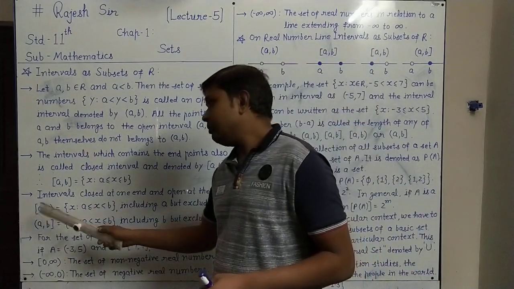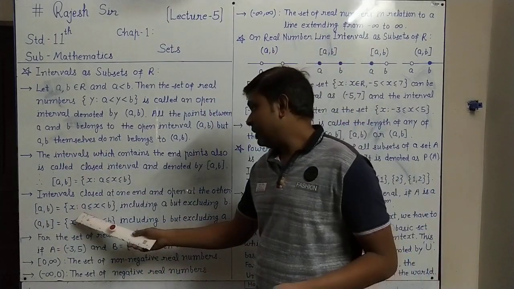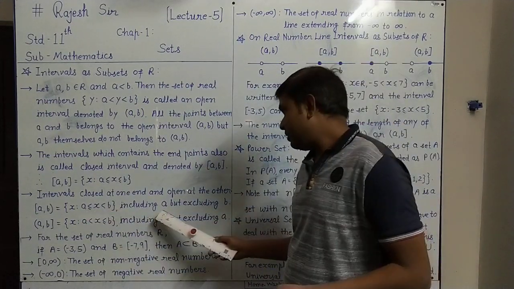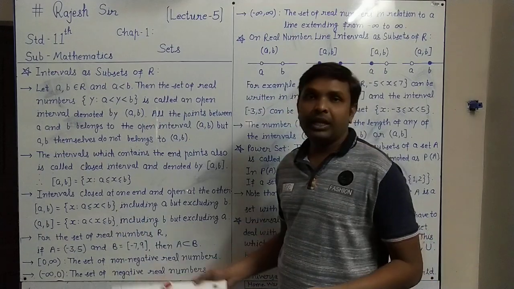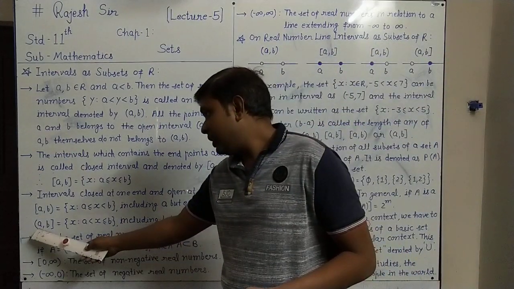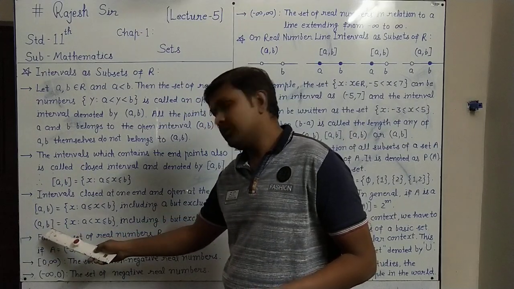But between A and B, all the numbers come. So A less than or equal to x less than B is including A but excluding B, and all the numbers in between are also there. Now, open interval A, B and closed.